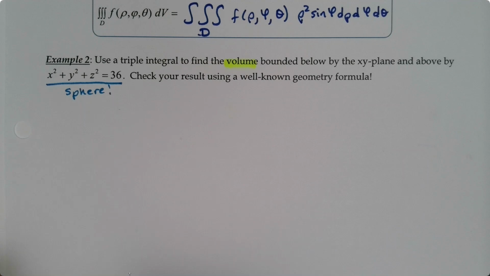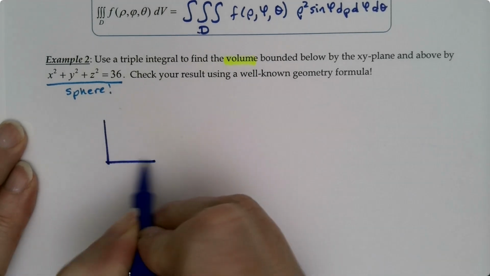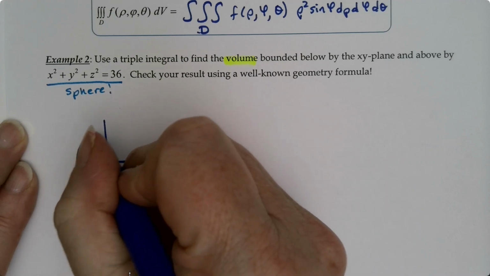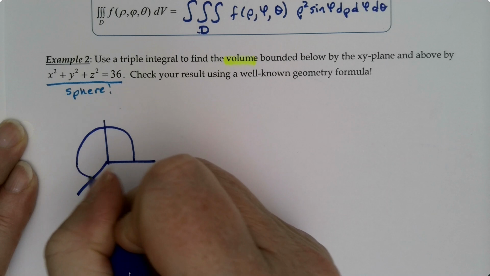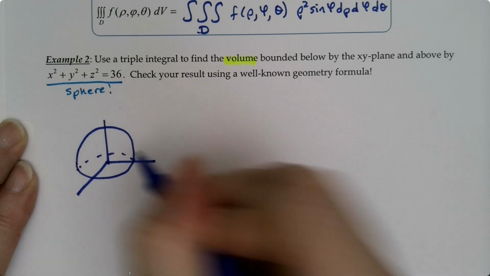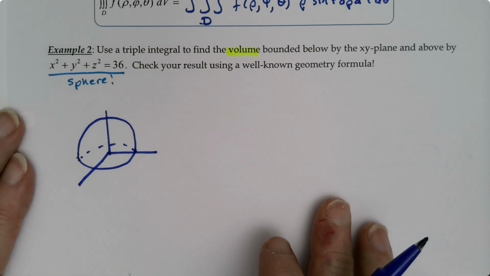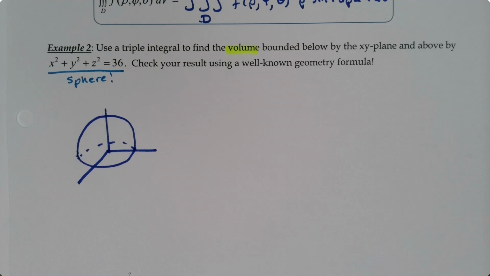Okay, so let's draw that. So we really don't need the whole sphere. We need the top half of the sphere. So the top half of the sphere comes like that, and then it's going to go around like this. There we go. All right, so pretend that's a sphere. Right, I know it looks like a dome. Okay, so there's our sphere.